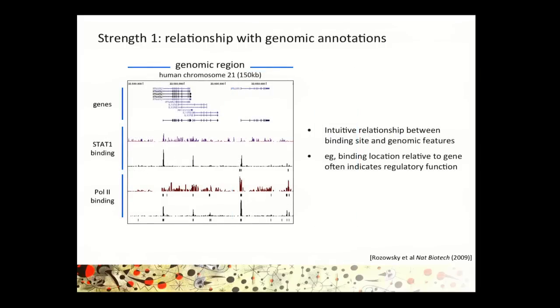Now, there's some obvious strengths to looking at genome browser views. One obvious strength is that you get a very intuitive view of the relationship of these functional genomic data sets, such as binding in relation to genomic annotations. So, for example, in this nice example from a paper taken from a colleague of mine, what we can see is that the binding sites of this transcription factor STAT1 align very nicely with the start sites of genes. Okay? And because of the location in which they bind, one can often infer a regulatory relationship. In this case, this transcription factor is probably acting as an activator of many of these genes.